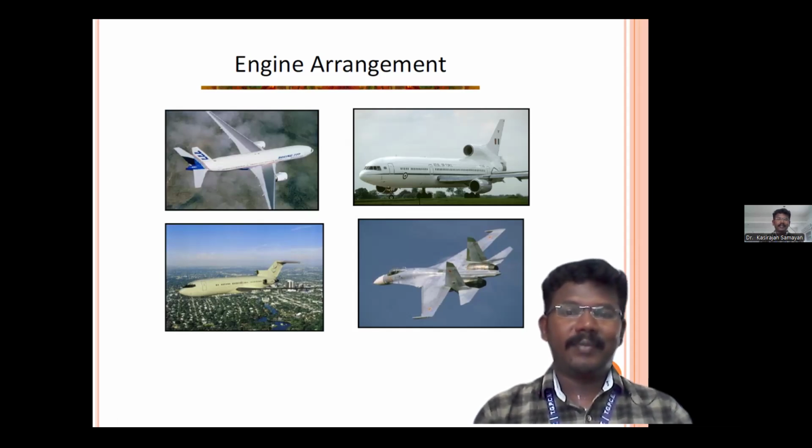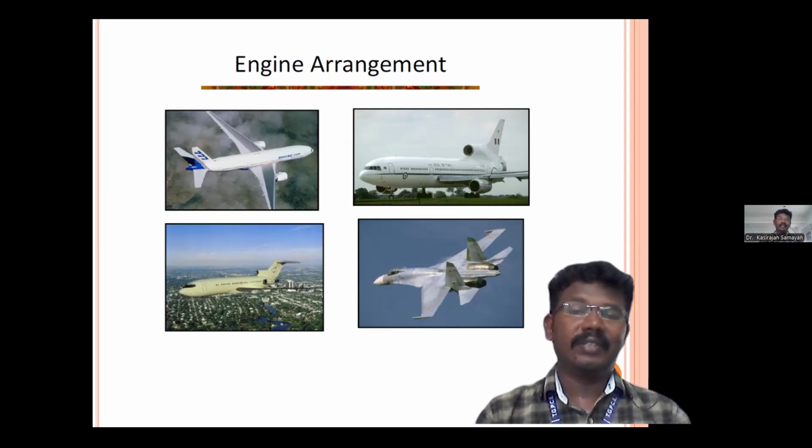Then in the remaining three images you can observe the engine location: it is the tail section. Particularly in the fourth image, there is a fighter jet aircraft. Here we are using the turbojet engine, located in the tail section inside the aircraft and connected with the fuselage. So it is one kind of buried or submerged engine.